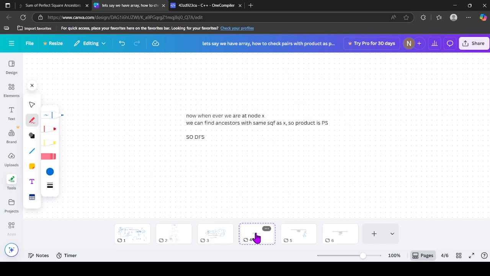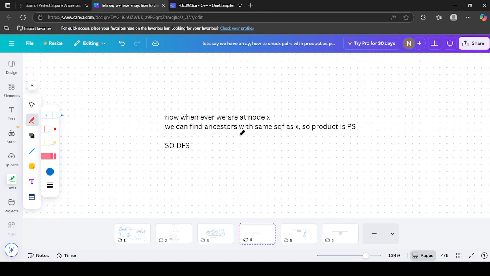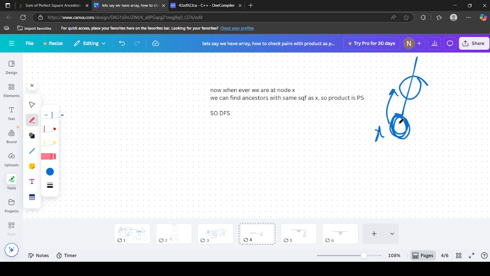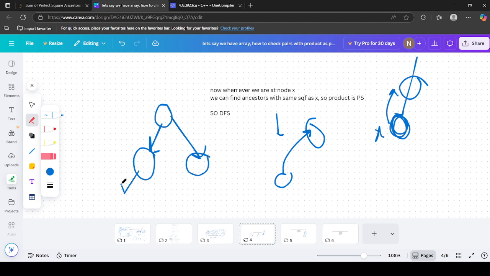And now, let's say we have a tree. So when we are on a tree, let's assume that we are at node x. When we are at node x, we have to find the ancestors with the same square free value as x, right? So this is exactly the same as the array, but instead of the whole array, we have to find in the ancestors whether there is the same value of x or not. So what can we get from this? Whenever we are at a node, we want already computed values for the parent. So start DFS from node 0, then go to children, do DFS and find the answer.